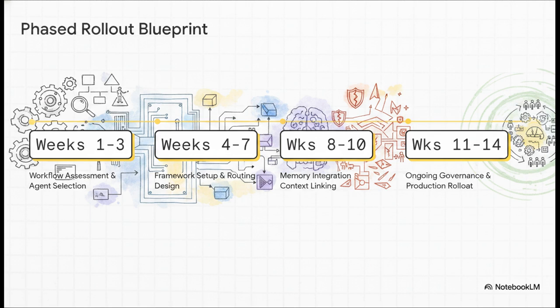Weeks 8 to 10, that's when we integrate memory and link our context across the various systems. Weeks 11 to 14 are totally dedicated to brutal edge case testing and optimization. And finally, we move into ongoing governance and the actual production rollout. We're moving systematically from one single, safe pilot straight into a robust, fully governed ecosystem.